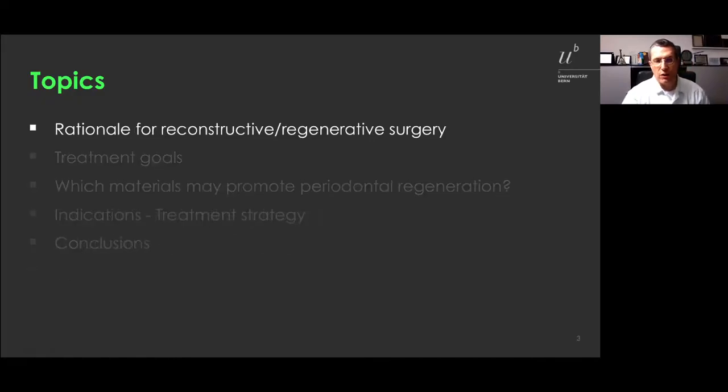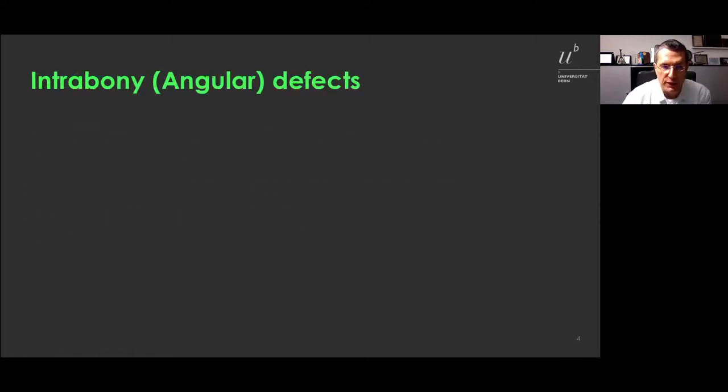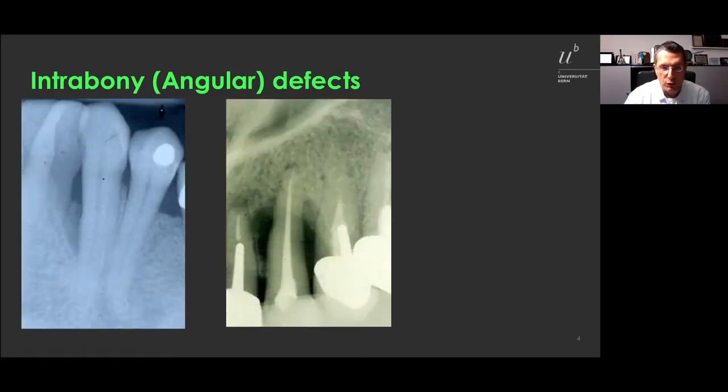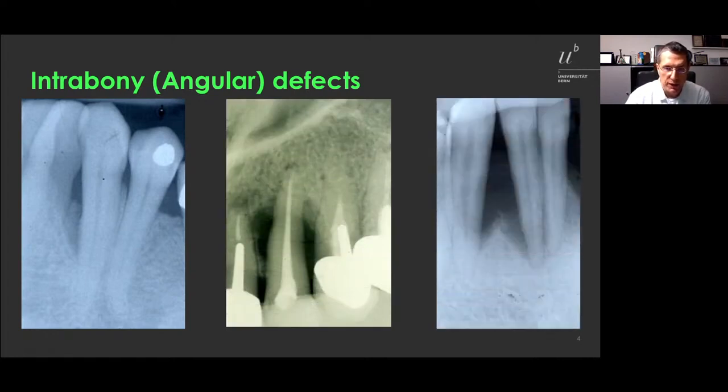So, dear colleagues, what is the rationale to perform a so-called reconstructive periodontal therapy? Let me start with the angular or intrabony defect, because these defects are very frequent in our daily practice. And all of you know this type of bone loss, both vertically and horizontally. If this bone and attachment loss is very advanced, then it may reach the apex of the tooth, and at the very end, it can cause tooth loss.